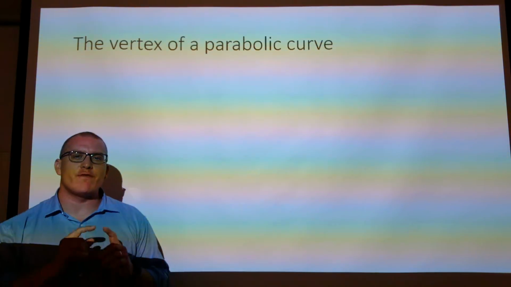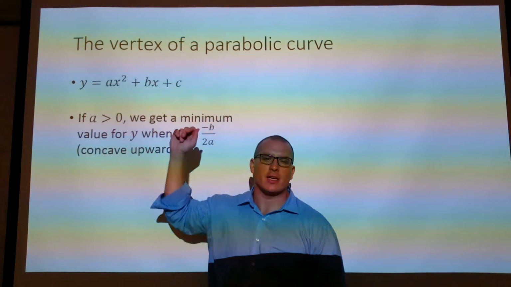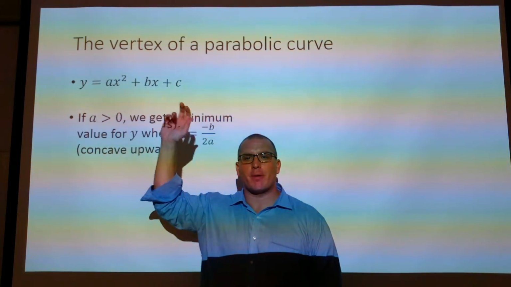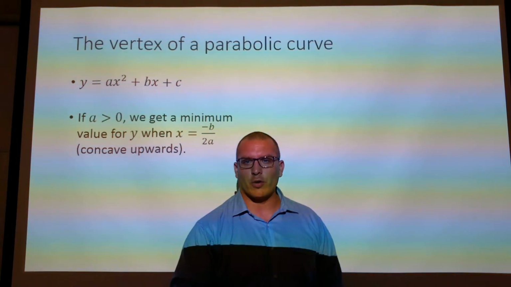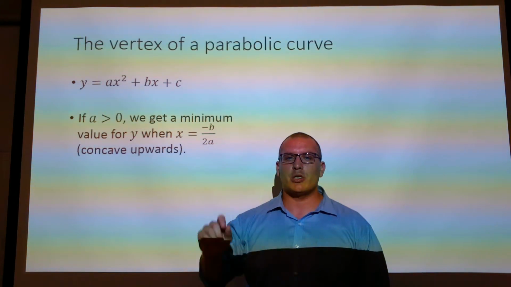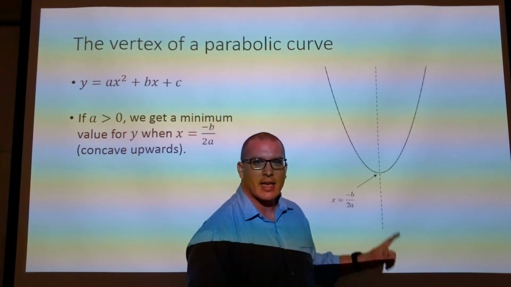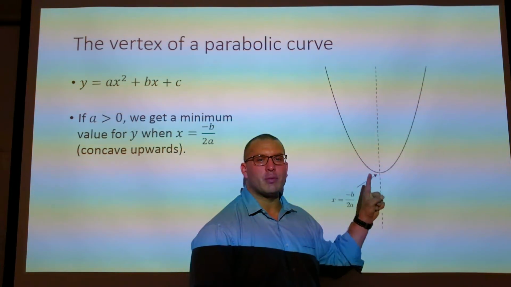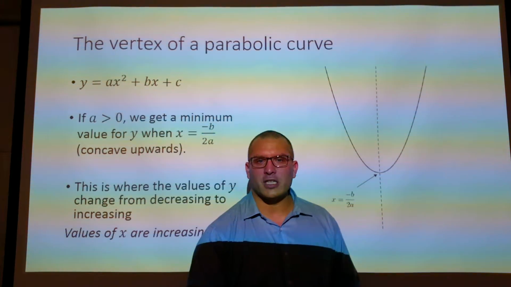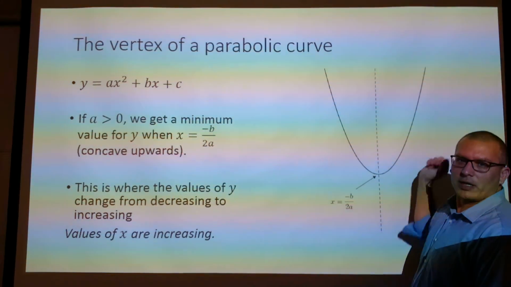So this is all about the vertex or turning point of our parabolic curve. Now above us here we have the general form of our equation: y equals ax squared plus bx plus c. Now we've already learned that if a is a value greater than 0, we're going to get our minimum turning point at the value when x is equal to negative b over 2a, as we see here. So this is a minimum turning point, as we described by concave upwards. This is the point where the values of y change from decreasing to increasing.